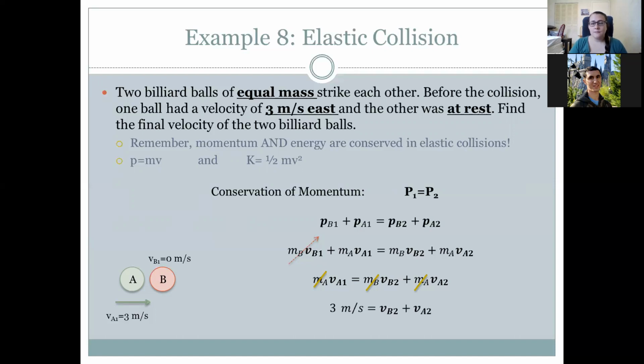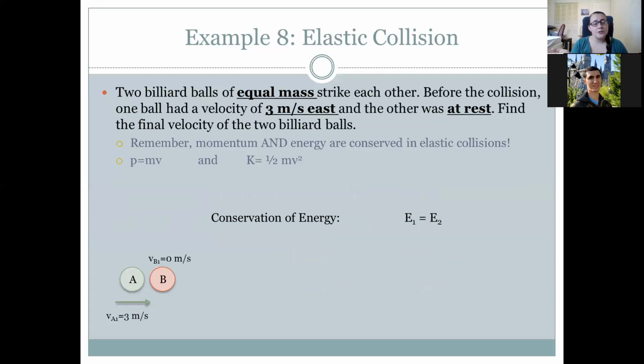So now we can plug in our initial velocity of ball A, which is 3 meters per second, and we get this equation. We can't really do anything further with this equation because we don't know what either of the final velocities are. So for the moment, we're kind of stuck here. Except we're not, because this is an elastic collision, meaning kinetic energy is also conserved in this situation.